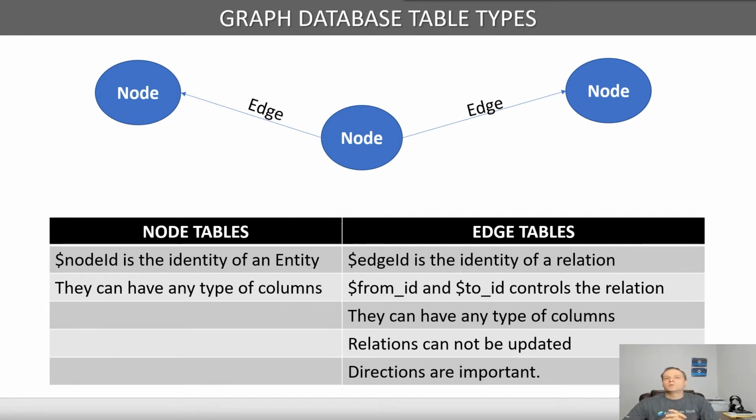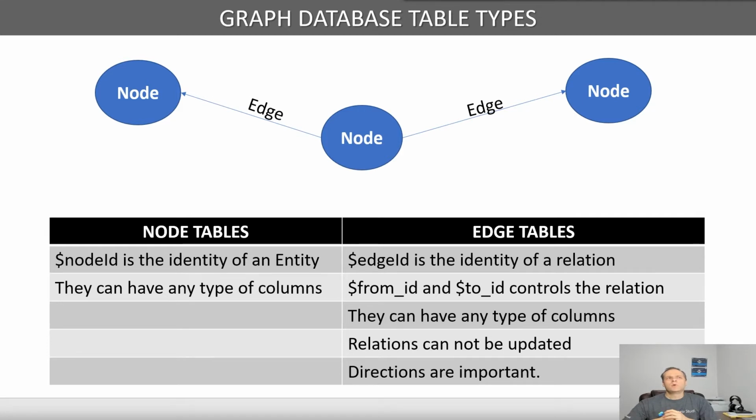The first one is node tables. Node tables are there to keep entity information. What is an entity? For example, a person is an entity, a user is an entity, an order is an entity, a product is an entity. Each node table has a column named node ID. Node ID is the identity of an entity. So if you are keeping users, that is the identity of each user. You cannot update node ID, you cannot delete it, and it's populated by itself. So it's always there. You cannot change it.